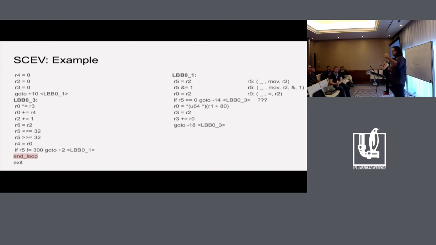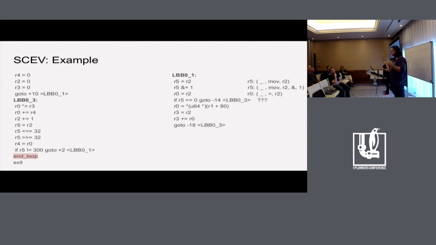R5 was first a move, an R2 move into R5, and then we have another move, but we anded it with one. And the underscore at the beginning is meant to be the initial condition of that register. Technically we know it, but when this code is being executed in the verifier that I wrote here, I just leave it blank and we'll fill it in at the end.